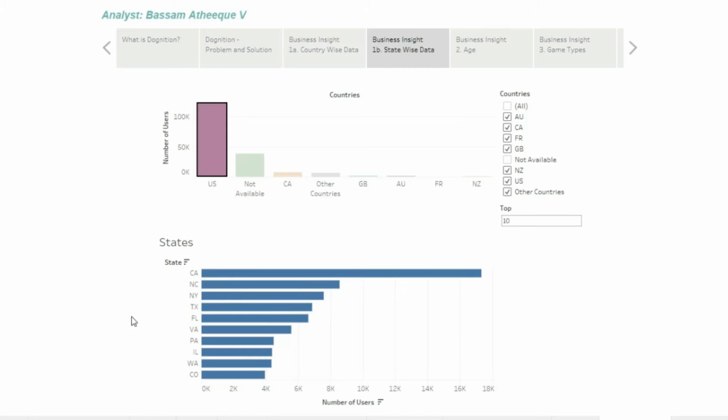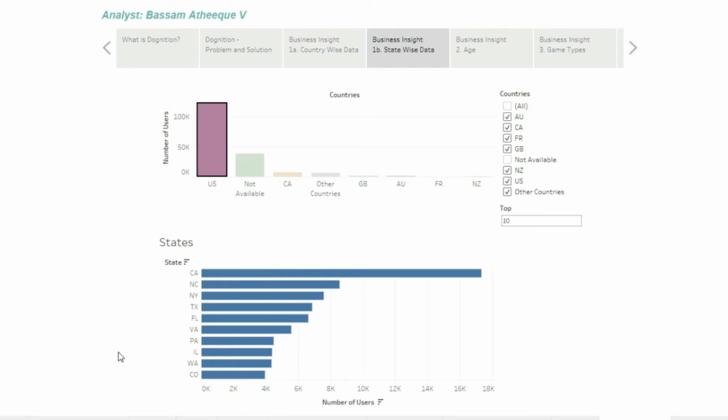In this top 10, till Florida we have good numbers, but then it comes to Virginia, Pennsylvania, Illinois, Washington and Colorado. So these are the second batch, I would say, 5 states where we have to concentrate, and I would recommend Dognition concentrate more on this, and marketing campaigns can be done over there.